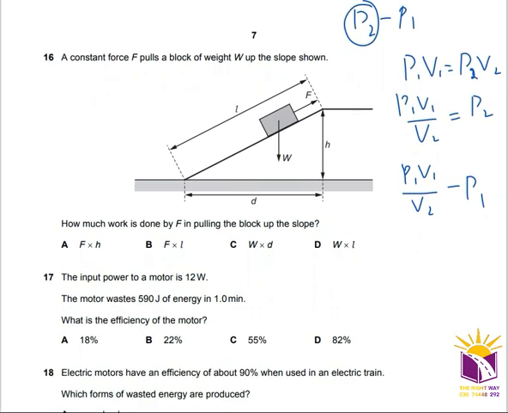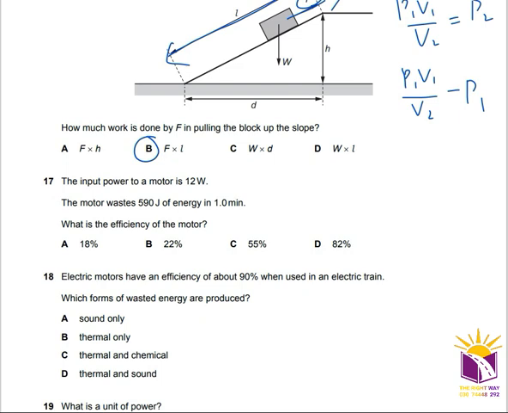Question number 16. A constant force pulls a block of weight W up the slope. How much work is done by the force F? Work is equal to force multiplied by distance traveled in the direction of the force. Our force F is in this direction and the distance traveled in this direction is equal to this L. So our work will be equal to force multiplied by L.